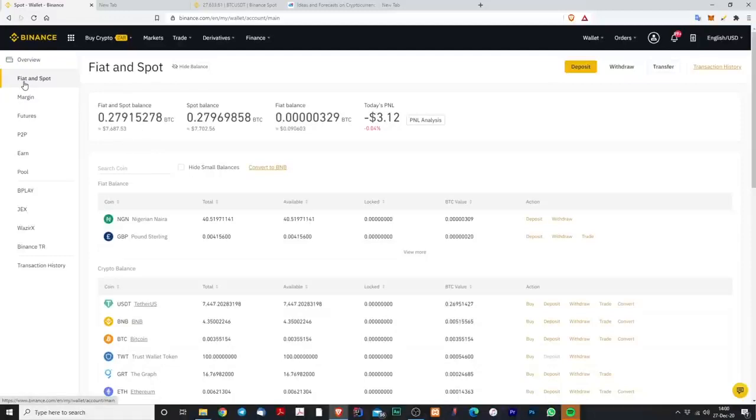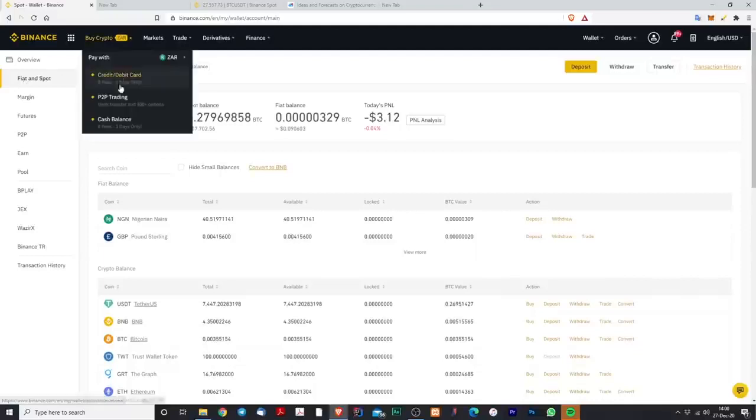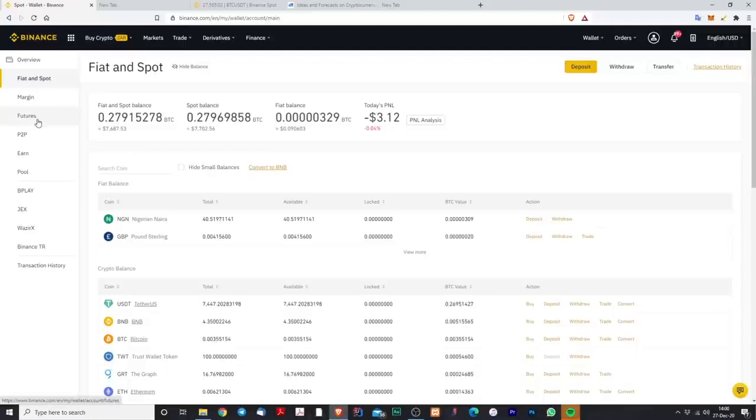So fiat and spot means that this is the main wallet that you use for spot trading, or that you use to deposit or to withdraw from. So if your money is in other wallets like margin or futures, you cannot withdraw it, say, by sending it out to another wallet or withdrawing out of Binance. Whenever you want to withdraw, you use this wallet. So all these other wallets have a feature that allows you to transfer your funds from all these margin or futures or P2P or earn wallets into the fiat and spot wallet.